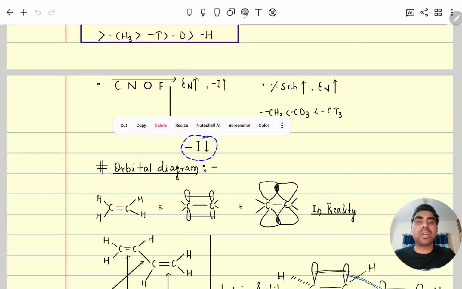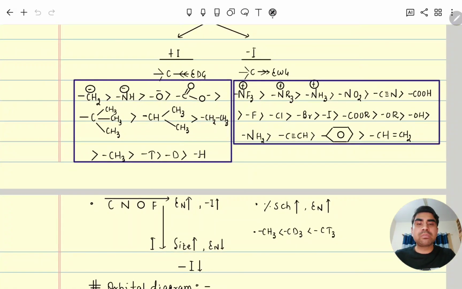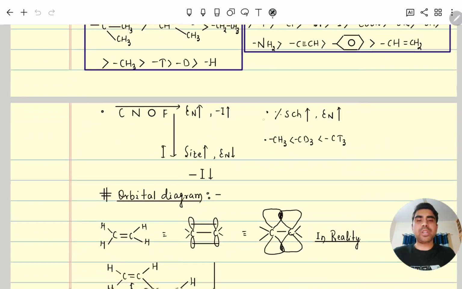You can see here nitrogen connected to fluorine, so it has more minus I effect, since it has positive charge also, so they are very strong electron withdrawing groups. Then after NO2 and so on and so forth. After that you can see carbon. So nitrogen has more minus I effect, then after carbon and so forth. So this is the general principle.